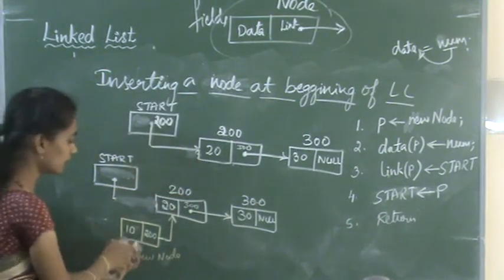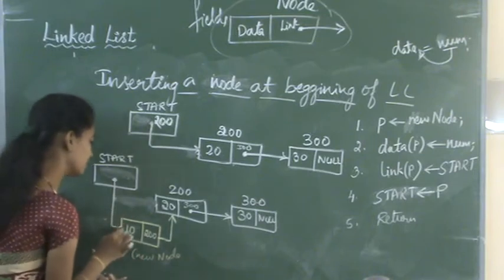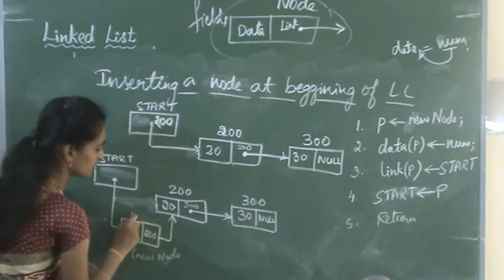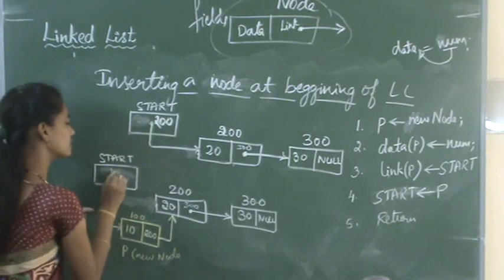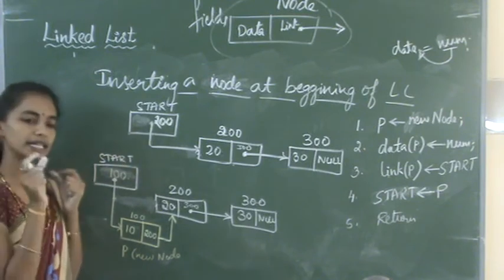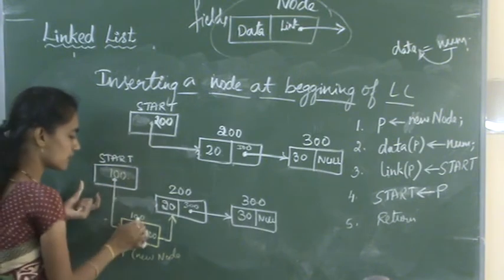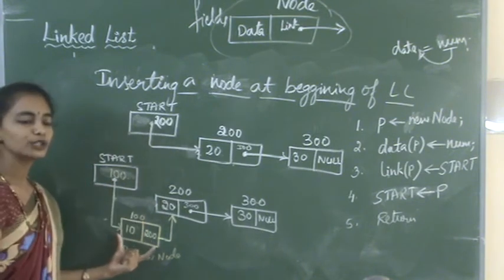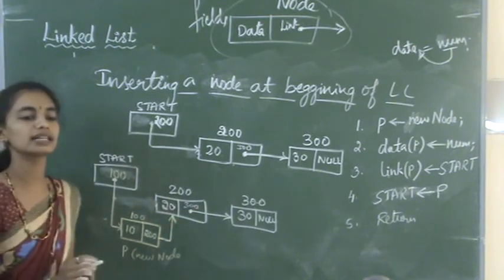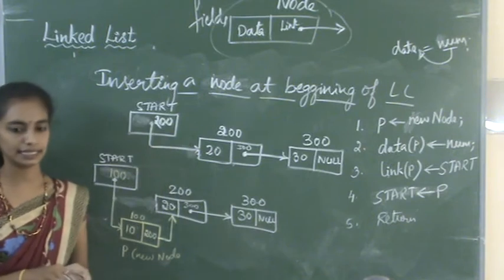Next, P is assigned to start. What is P here? This is P, and it is assigned to start, which means the address; suppose we consider this address is 100. This address is assigned to start, because start contains only the link field. It doesn't have the data field, so it stores the address of this newly inserted node. So this is how we insert the new node at the beginning of the linked list.